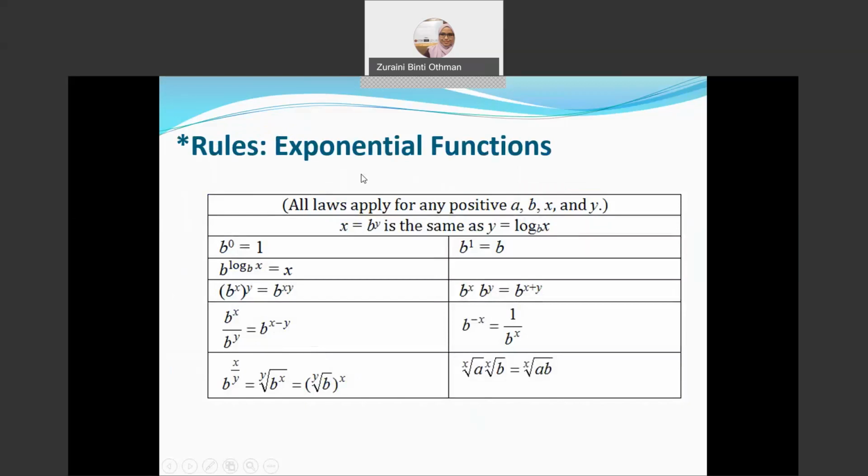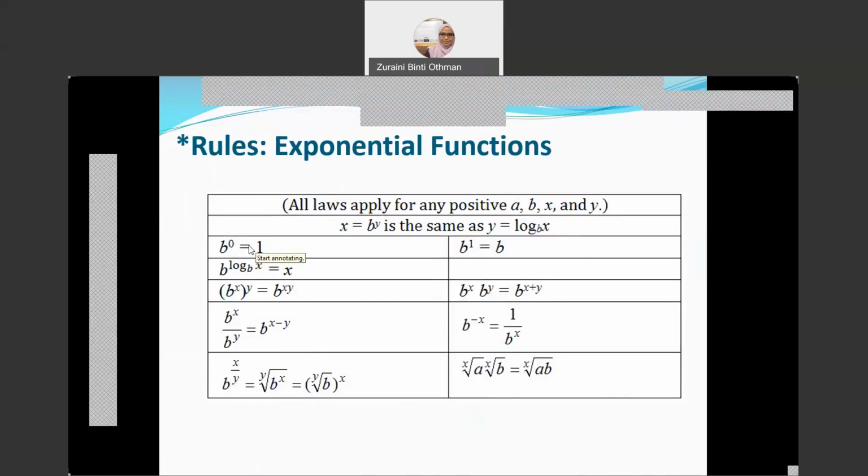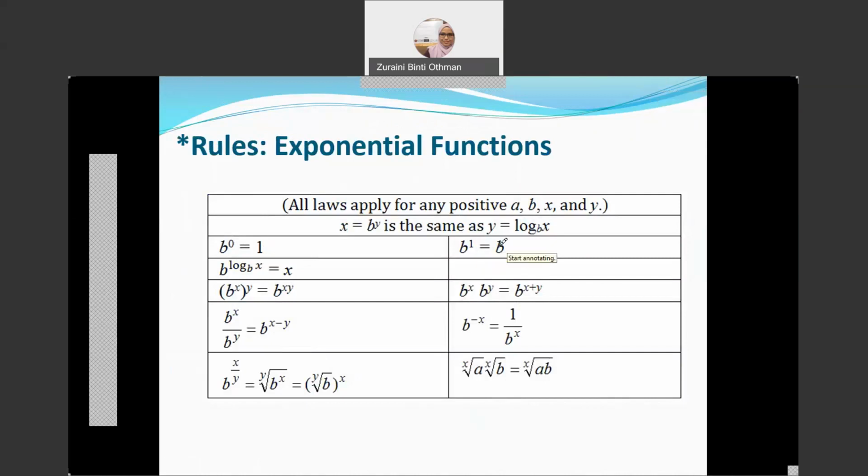So this is the rule for exponential function, which is b power of 0 is equal to 1. Any number when it is power of 0 we get 1, and any number if it is power of 1 will get b. Now for the rule of exponential function, we know that b power of log b x, we'll get x. Okay, so b power of x y, we get x times y. This is the rule that we will use throughout answering exponential function questions.